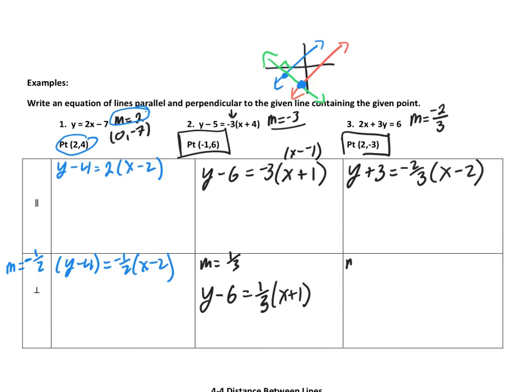Now for perpendicular, I need the opposite reciprocal slope, so it should be positive, and it should be 3/2 instead of 2/3. So y plus 3, because the point's not changing, the only thing that's changing is the slope. So 3/2 instead of negative 2/3, and then x minus 2, because again, the point is staying the same. So now we have lines describing other lines that are parallel or perpendicular to our original lines.